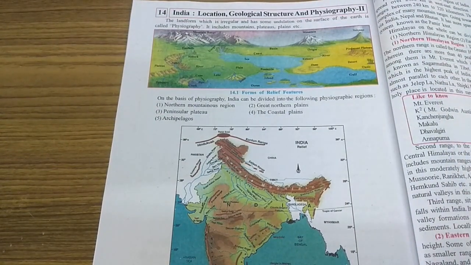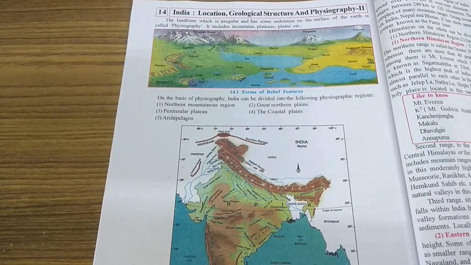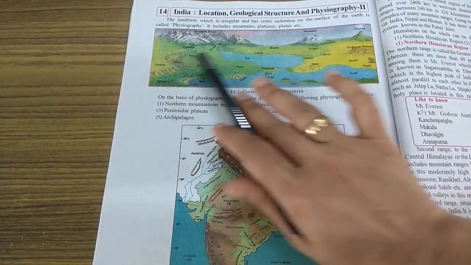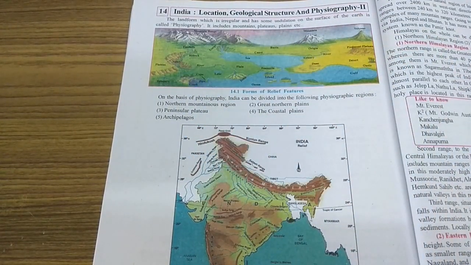Now, the landform which is irregular and has some undulation on the surface of the earth is called physiography. It includes mountains, plateaus and plains, etc. So what is physiography, students? The landform which is irregular, which is not just a plain surface but has some undulation on the surface of the earth, that is called physiography. And that includes what? Mountains, plateaus, plains. Now look at this picture.